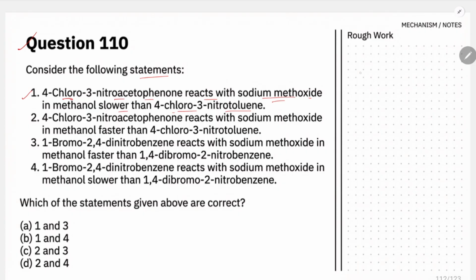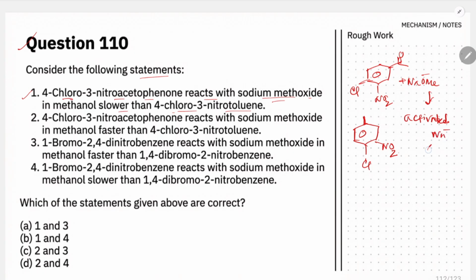For acetophenone, this is the acetophenone structure. 4-chloro, this is chlorine, 3-nitro, it reacts with NaOMe. Okay, and another is 4-chloro-3-nitrotoluene, this is methyl, 4-chloro-3-nitro.